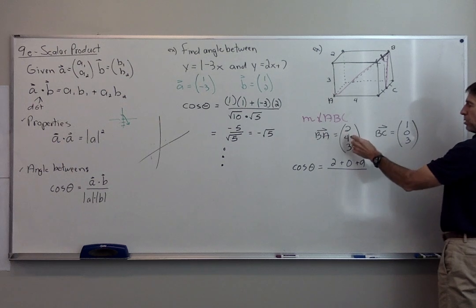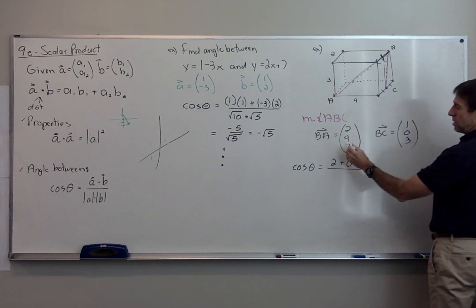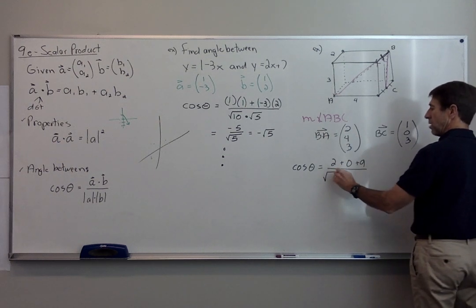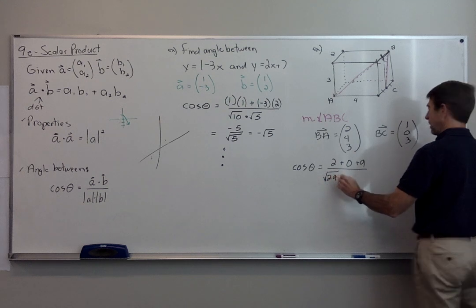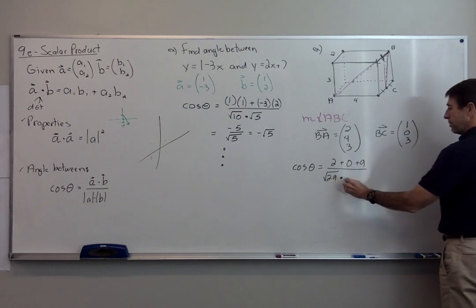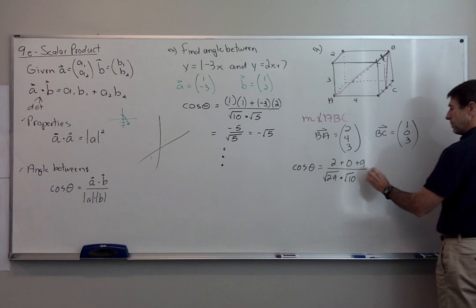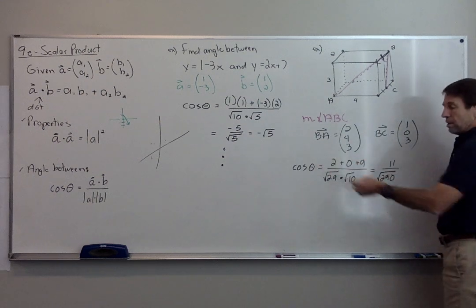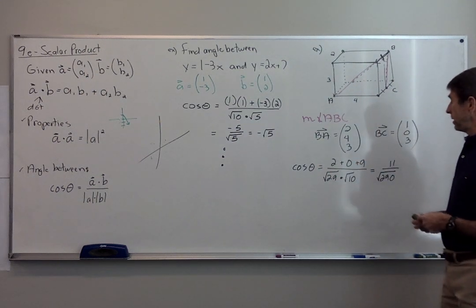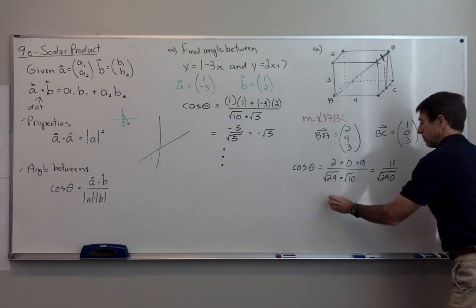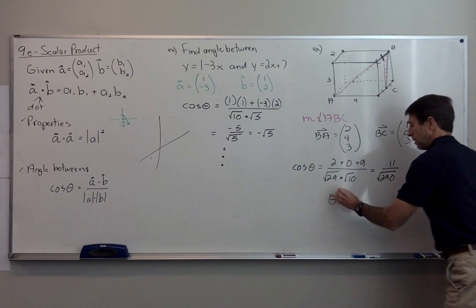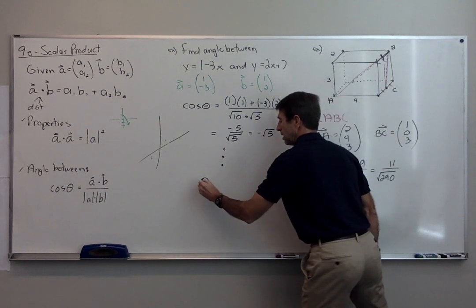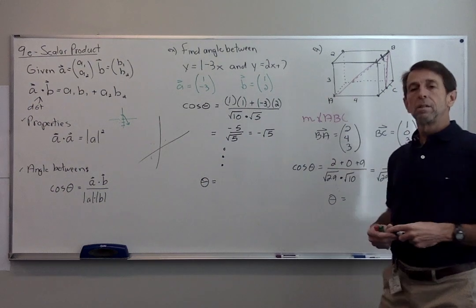And then the magnitude here, that's going to be 16, 25, is that 29, I hope? And this is going to be 10. So we get 11 over the square root of 290. We now take the inverse cosine, or the arc cosine, and we have the angle. Again, I don't have my calculator up here handy, so I'll let you verify that.